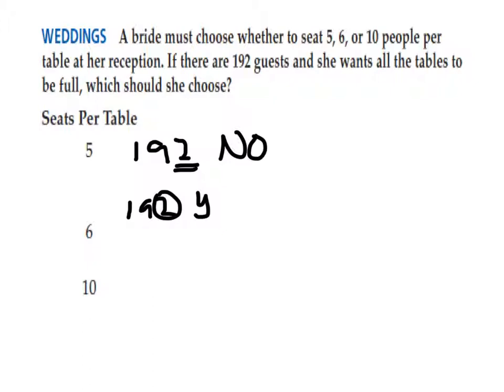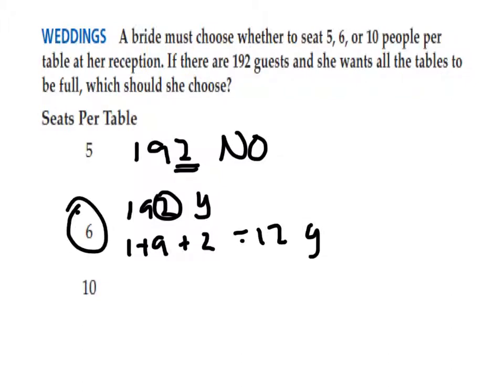Next, we need to see if it's divisible by 3. So we'll just go 1 plus 9 plus 2, and that gives us 12. And 12 is divisible by 3. That's a yes. So there we go, 6 is one of the options we have.